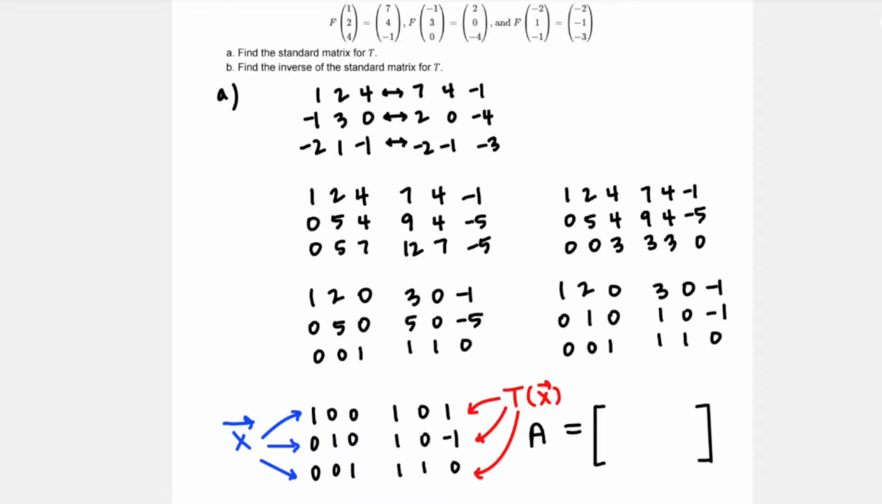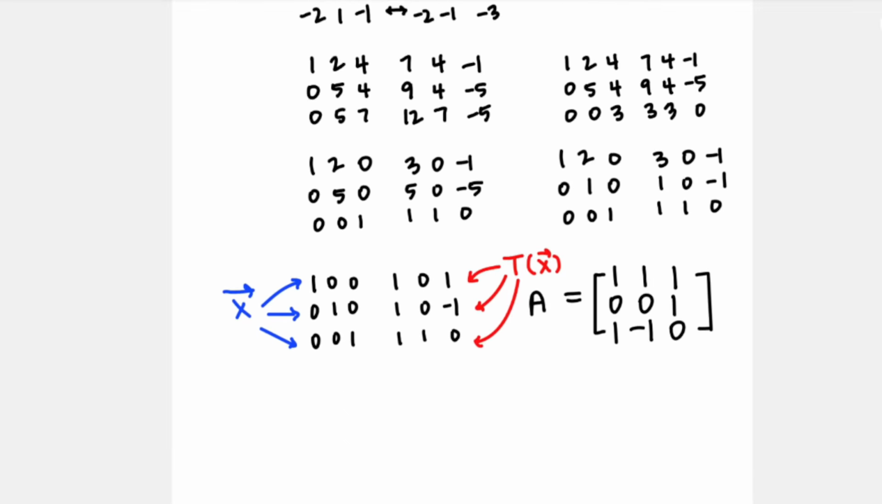So A is going to be that landing spot for i, which is going to be 1, 0, 1. And then the landing spot for j, which is 1, 0, negative 1. And then the landing spot for k, which was 1, 1, 0. And there I've got my matrix, my standard matrix for the transform T.